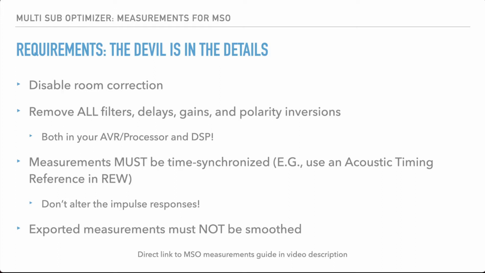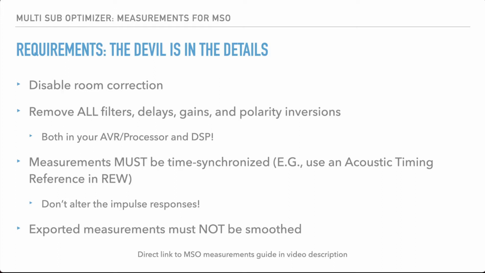Once we turn off our room correction, we need to go into our AVR or processor, and we want to remove any delays, gains, polarity inversions, any filters that we might have. And we also need to do that in our miniDSP as well. I'll show you how to do that in this video, but we need to make sure that everything is removed.